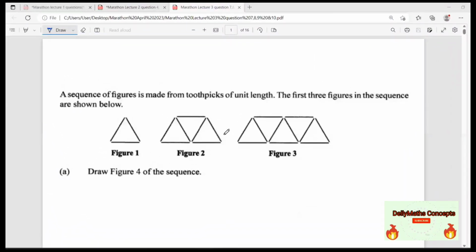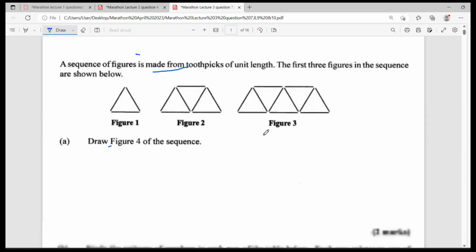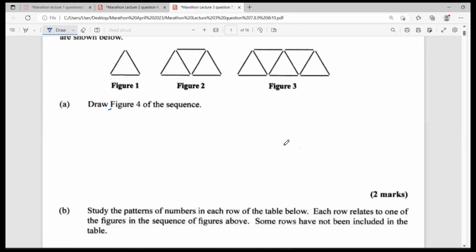A sequence of figures is made from toothpicks of unit length. The first 3 figures in the sequence are shown, so you're seeing it. Draw figure 4 of the sequence. They will always ask you to do this every time I see the questions. Basically, you study what you see and reproduce the next one based on what you're seeing. Go ahead, draw your thing.